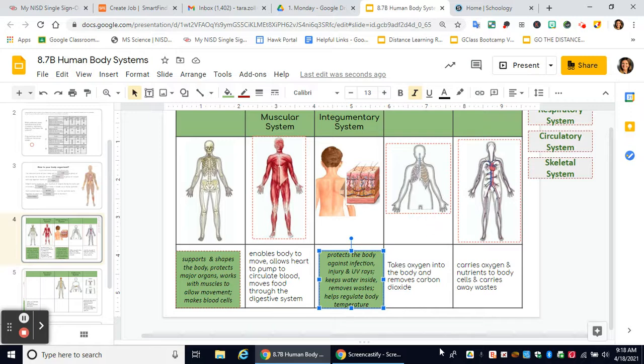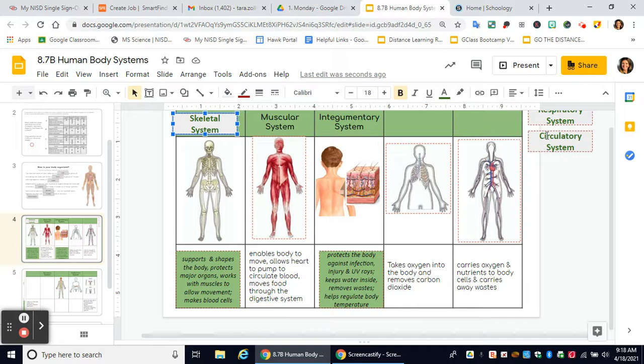Okay, and then lastly we just have to drag and drop these terms over here. So our skeletal system is here, and remember it protects your body, your organs. That's your rib cage, protecting your organs in there. And then your bones and your bone marrow make blood cells.